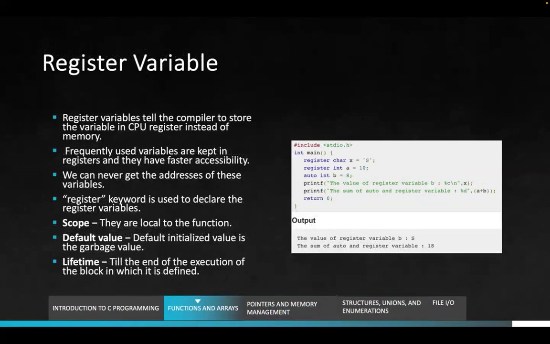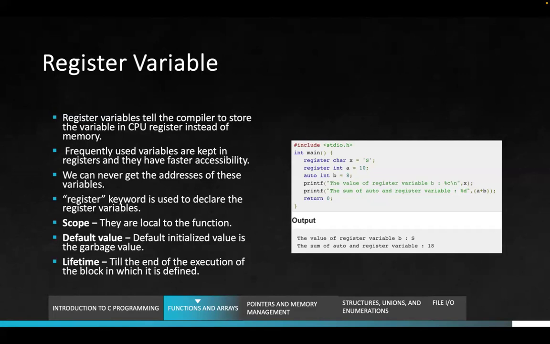Next one is the register variable. Register variable tells the compiler to store the variable in a CPU register instead of memory. Whenever you assign a value to a variable, that will first directly go and sit inside the memory, not inside the register. So if you want to explicitly store it in the register, then you have to use a keyword called register in front of the variable. We can never get the address of these variables because they are stored in the registers, right? You cannot get the address of this variable.